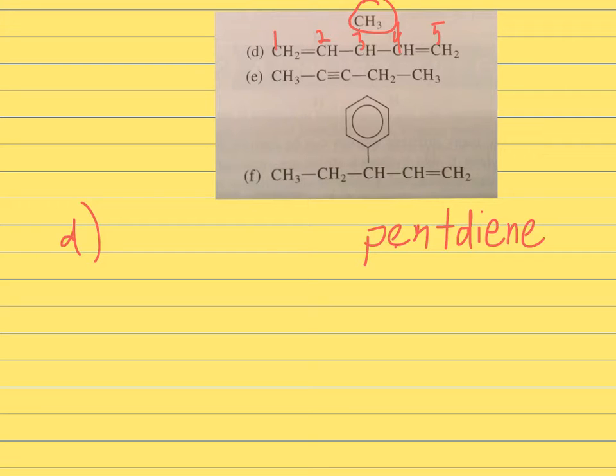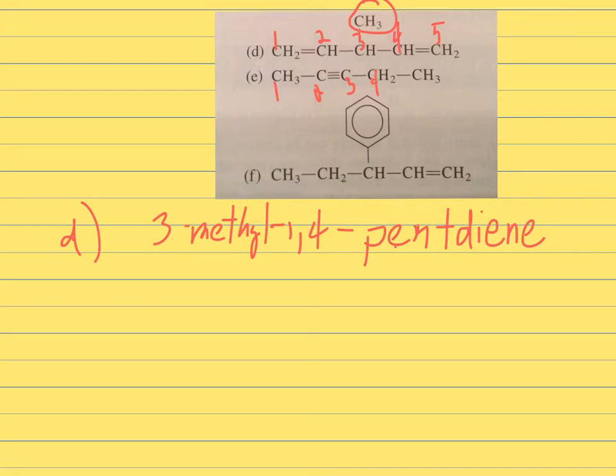And I'm going to number right before that where those double bonds are. So it's between carbons 1 and 2, and carbons 4 and 5. So it'd be 1,4-pentadiene. And there's a methyl group coming off of 3. So it's 3-methyl-1,4-pentadiene.